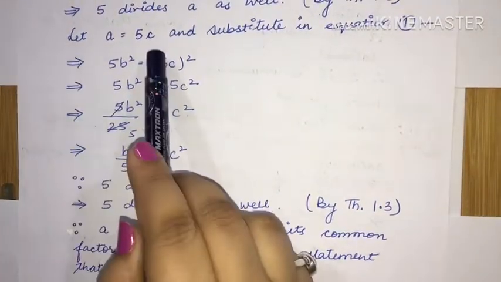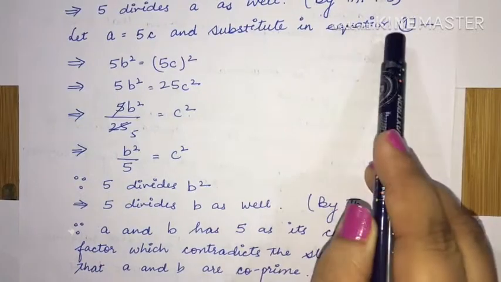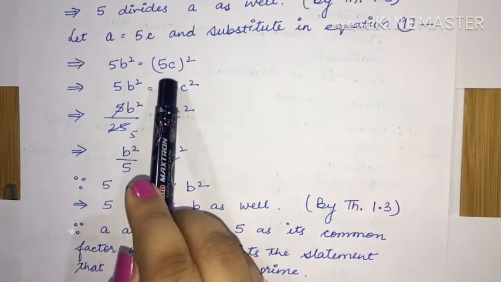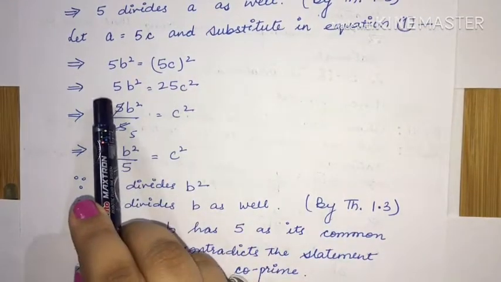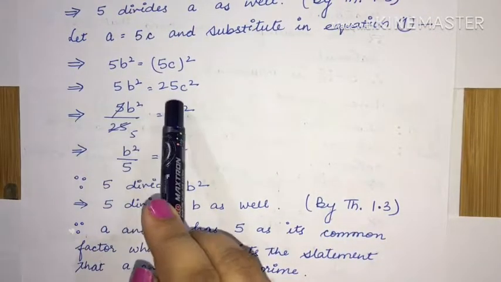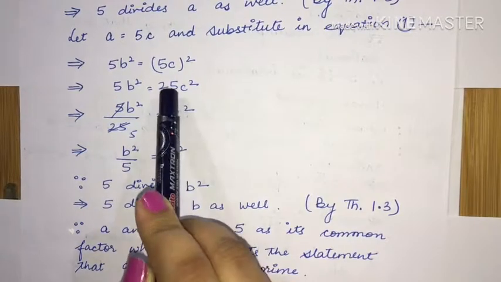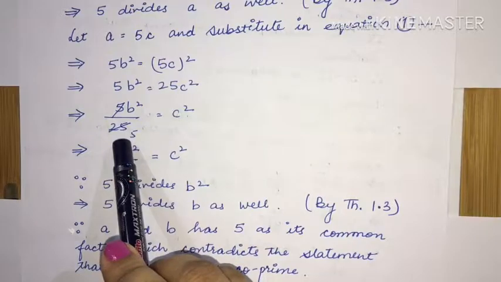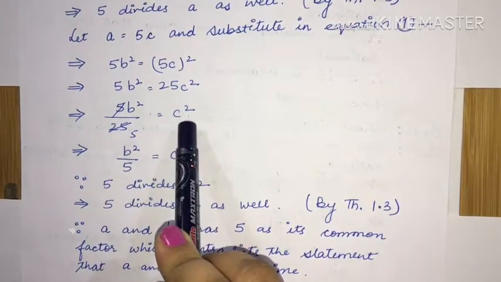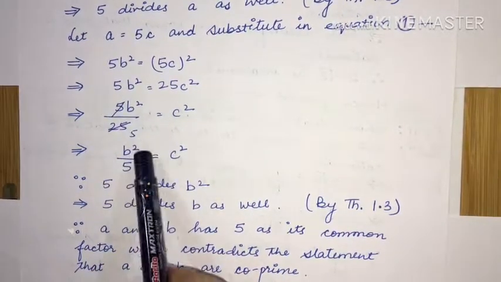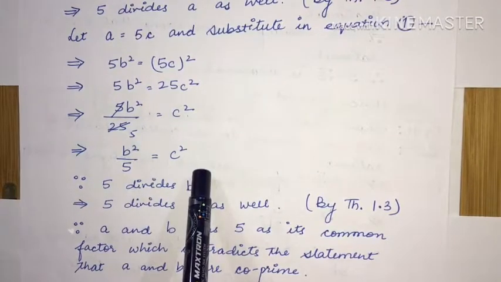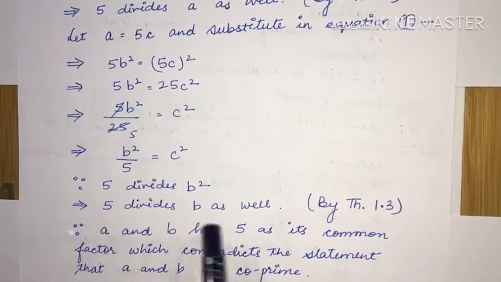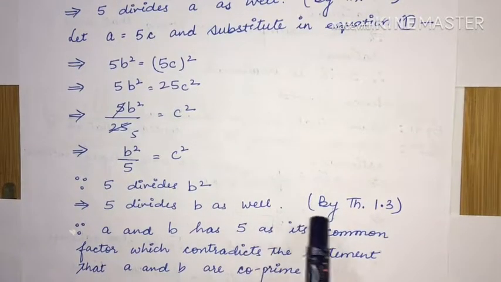Let a is equal to 5c and substitute it in equation 1, which implies 5b square is equal to 5c whole square, which implies 5b square is equal to 25c square. Now 25 would cross multiply over there. We'll get 5b square upon 25 is equal to c square. After cancellation, we get b square upon 5 is equal to c square.